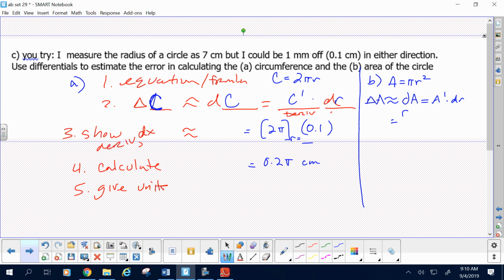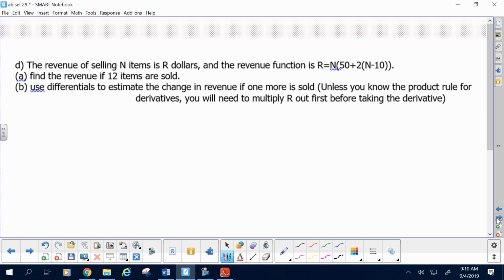All right? What is A prime? 2 pi r, and at what r will you evaluate that? 7. And what's dr again? 0.1. So I get 2 times pi times 7 times 0.1. What's 14 times 0.1? 1.4 pi. And the units on that? Centimeters squared. Okay. Let's talk a business calc problem, and then we'll call it good.